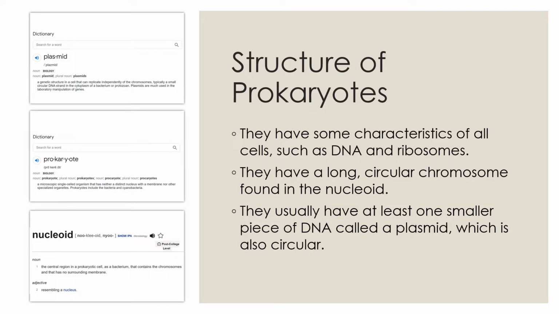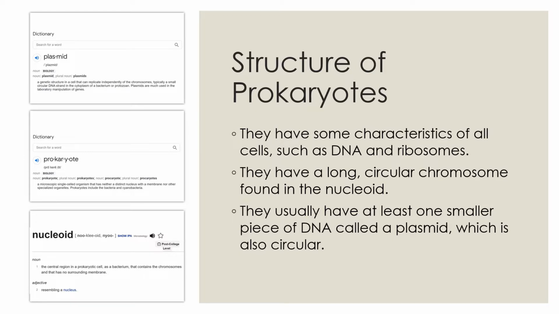Okay, structure of prokaryotes. They have some characteristics of all cells, such as DNA and ribosomes. They have a long circular chromosome found in the nucleoid. So the nucleoid is the central region in a prokaryotic cell that contains the chromosomes and has no surrounding membrane. So it's like a nucleus, but there's no actual structure.